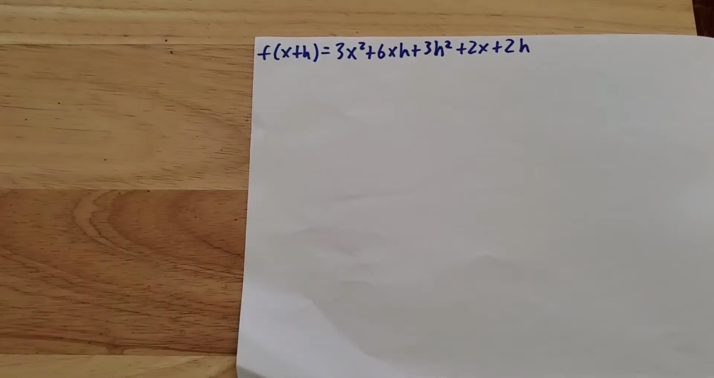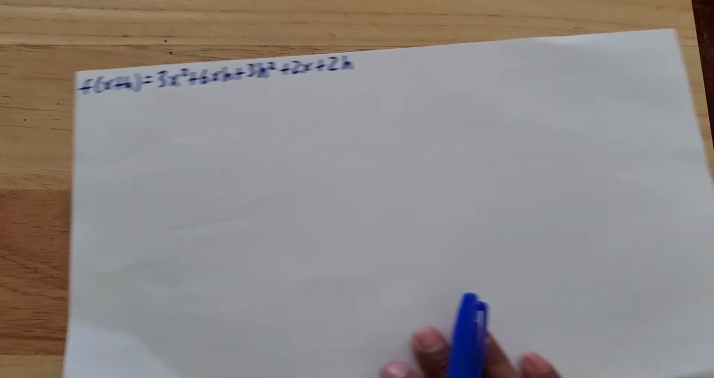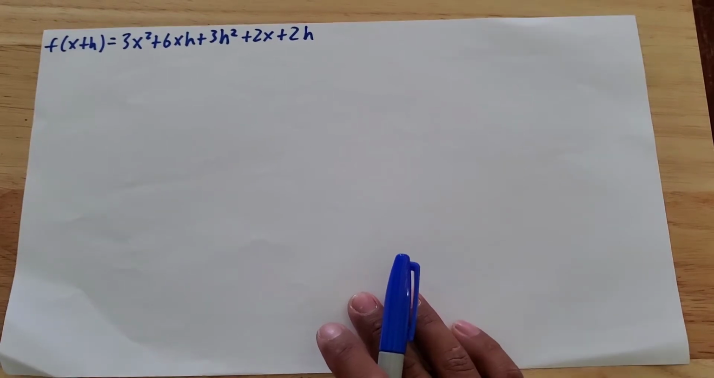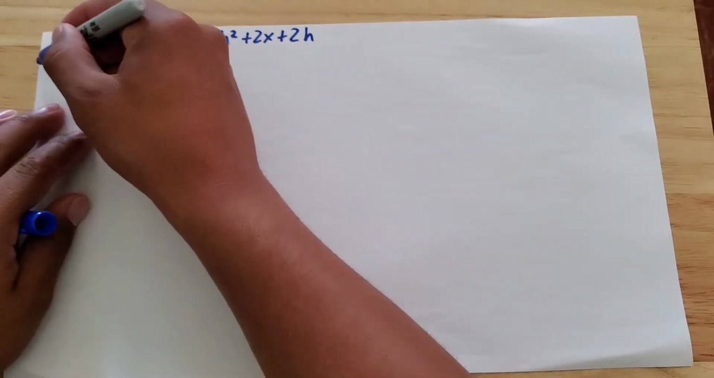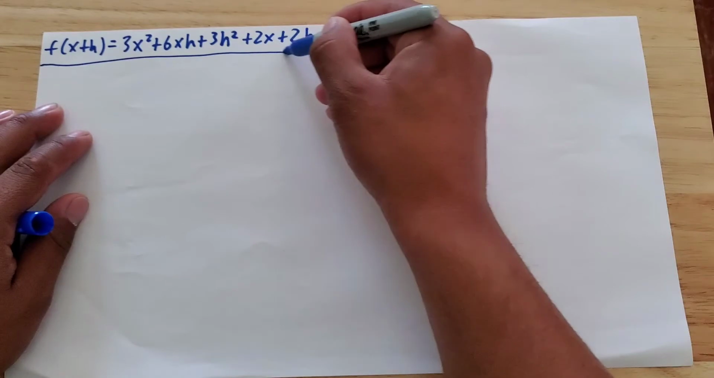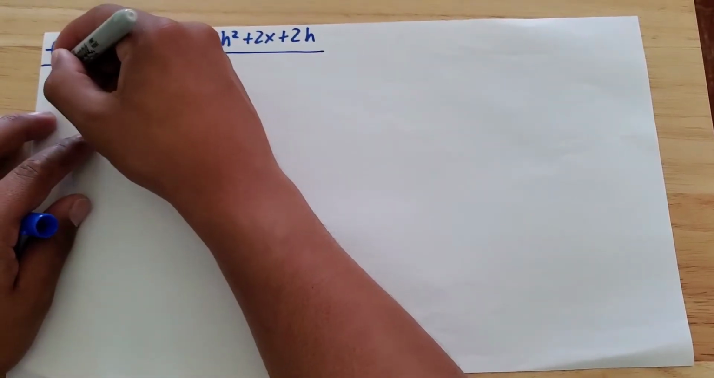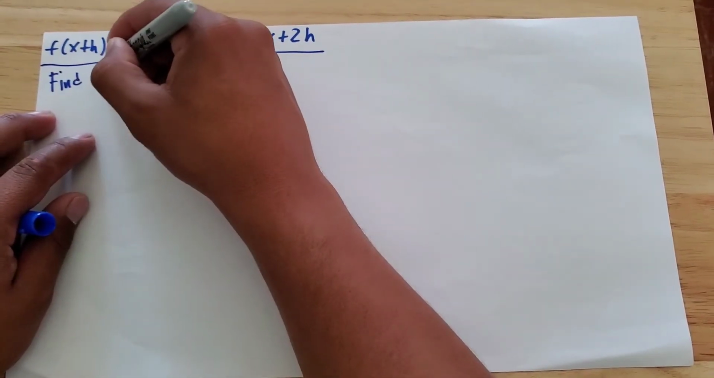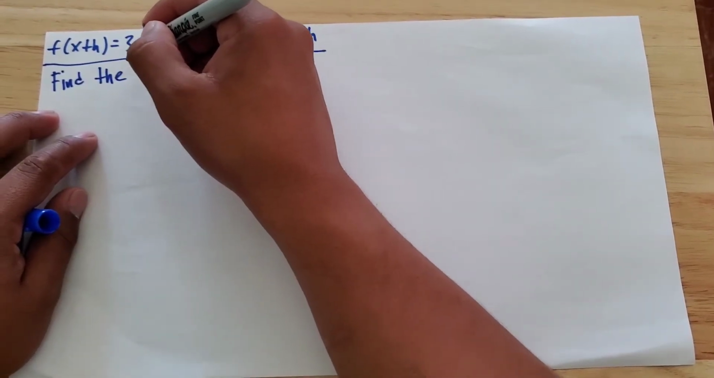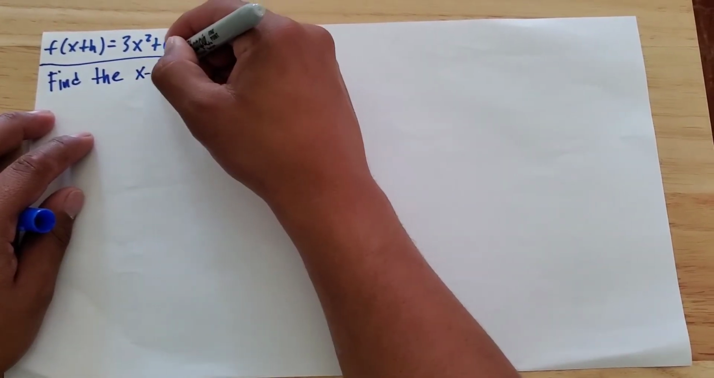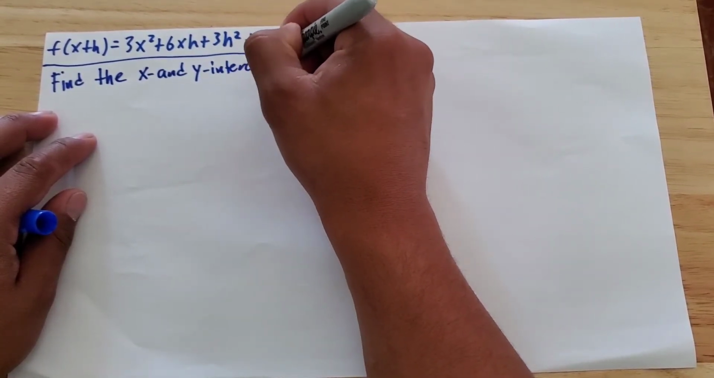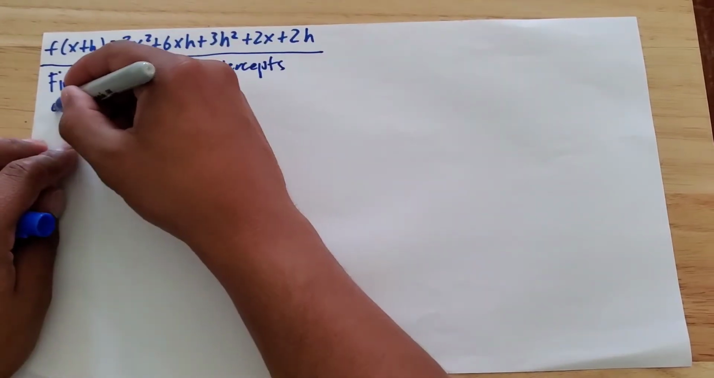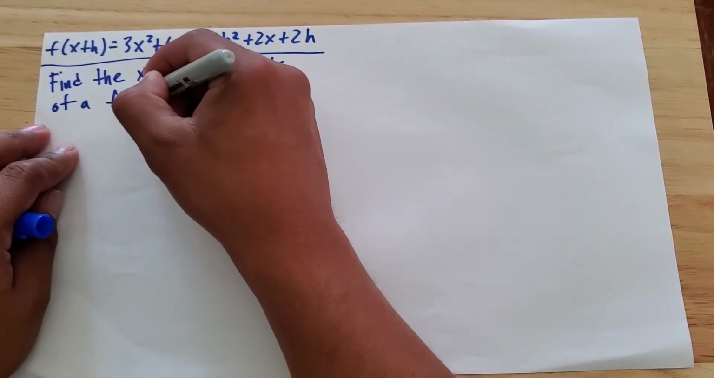Those are different types of evaluation that you can see. Sometimes they like to ask you to evaluate, but they do it more, I would say, implicitly. For example, they can ask you to find the x and y intercepts of a function.